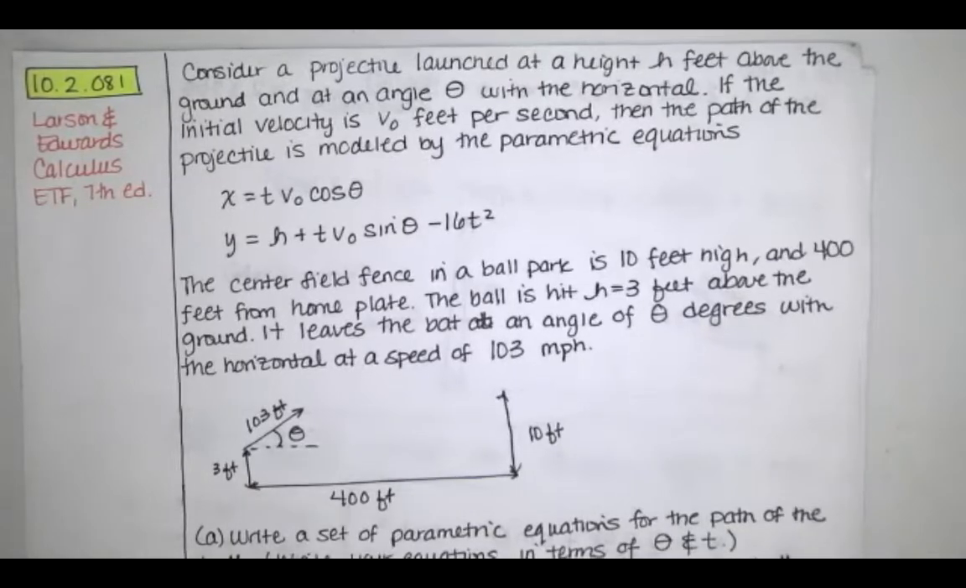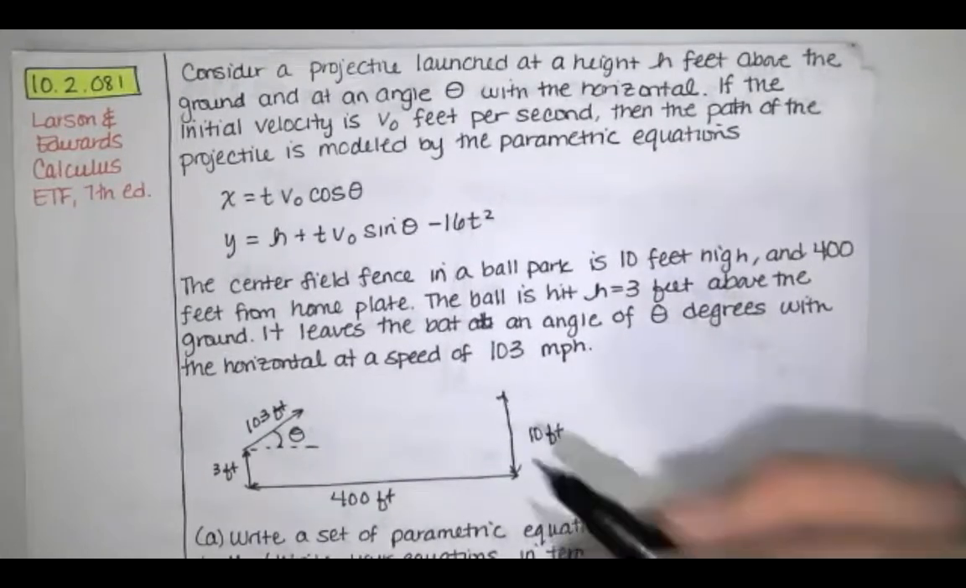In this video, we solve problem 10.2.081 from Larson and Edwards Calculus Early Transcendental Functions text, 7th edition. The problem statement says, consider a projectile launched at a height h feet above the ground and at an angle theta with the horizontal. If the initial velocity is v0 feet per second, then the path of the projectile is modeled by the parametric equations below. The center field fence in a ballpark is 10 feet high.